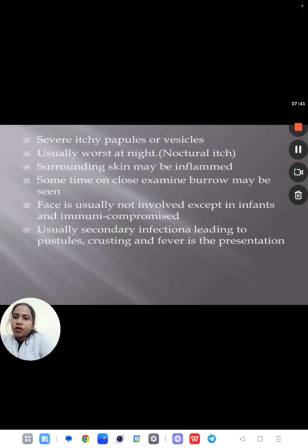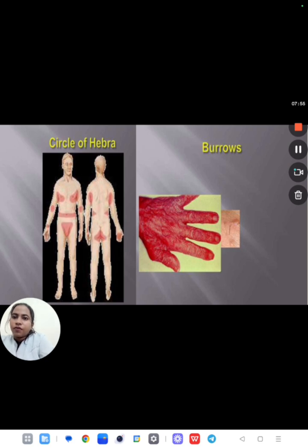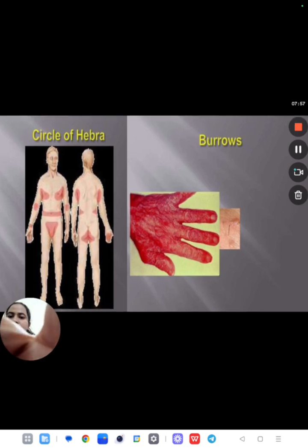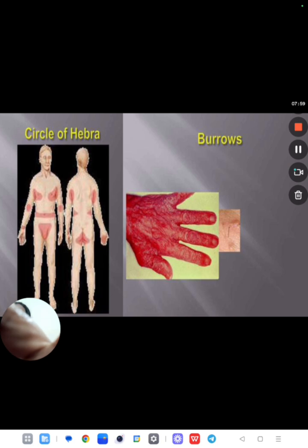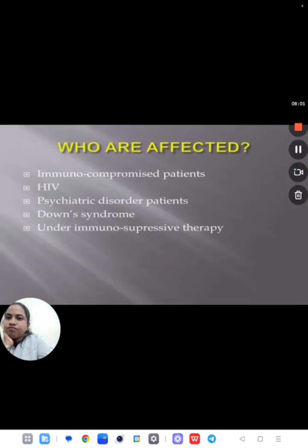The face is usually not involved, except in infants and immunocompromised patients. Usually, secondary infections lead to pustules, crusts, and fever. So this is the circle of Hebra and this is the burrow. Those affected include immunocompromised patients, HIV and psychiatric disorder patients, Down syndrome, and those under immunosuppressive therapy.